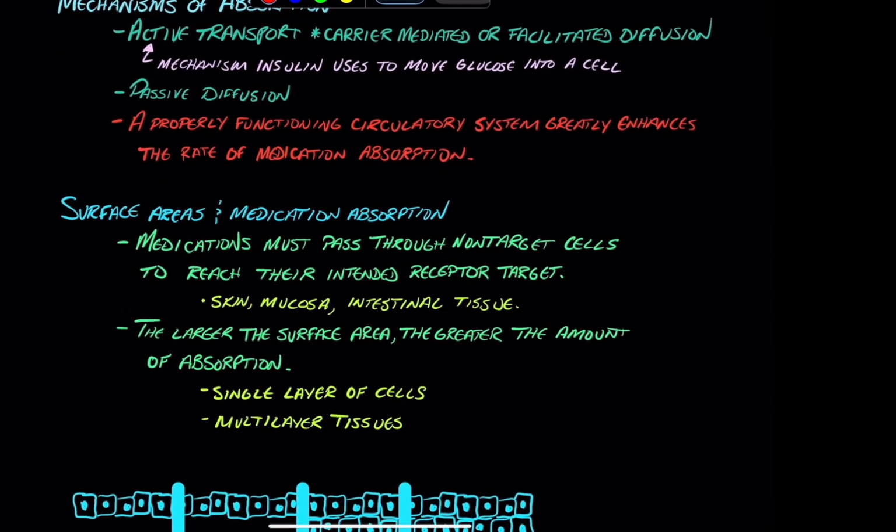Passive diffusion, on the other hand, is just something that happens regardless. It doesn't need any help. It just passively moves down the concentration gradient. Having a properly functioning circulatory system will greatly enhance the rate at which medications can be absorbed. It stops the medication from just stagnating and staying in one area at a high concentration.